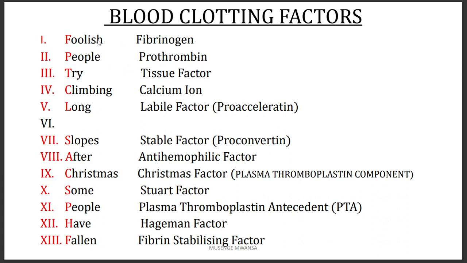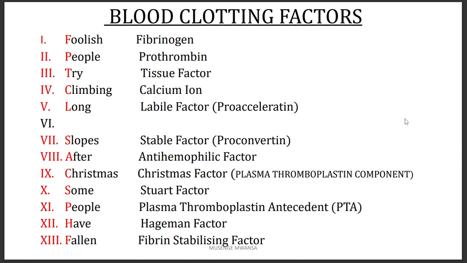So the blood clotting factors with number and also the name. Number one is fibrinogen, followed by prothrombin, tissue factor, calcium ion. The labile factor, which is also called proaccelerin, and then we have got the stable factor, also called proconvertin. We have got the antihemophilic factor, Christmas factor, Stewart factor, plasma thromboplastin antecedent, and then Hageman factor and fibrin stabilizing factor. The Christmas factor is also called plasma thromboplastin component. It is different from the plasma thromboplastin antecedent.